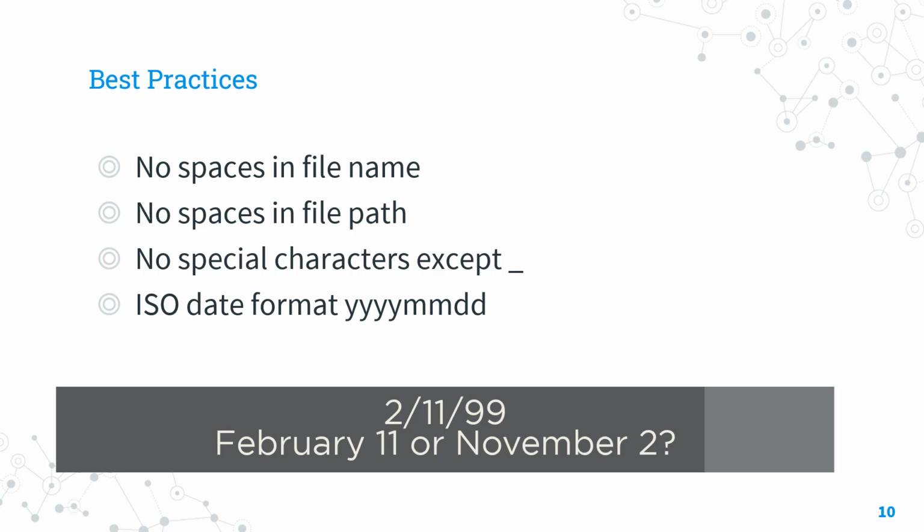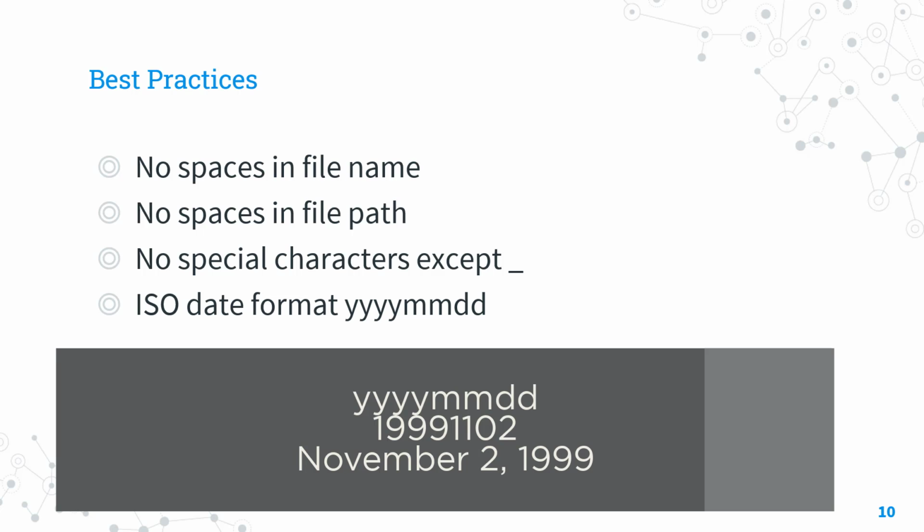To alleviate confusion, I recommend we use the International Organization for Standards, otherwise known as ISO, format of the 4-digit year, 2-digit month, and 2-digit day, abbreviated as year, year, year, year, month, month, day, day. This helps reduce confusion because some months and days only have one digit. January always appears as 01, and the 8th day of the month always appears as 08.